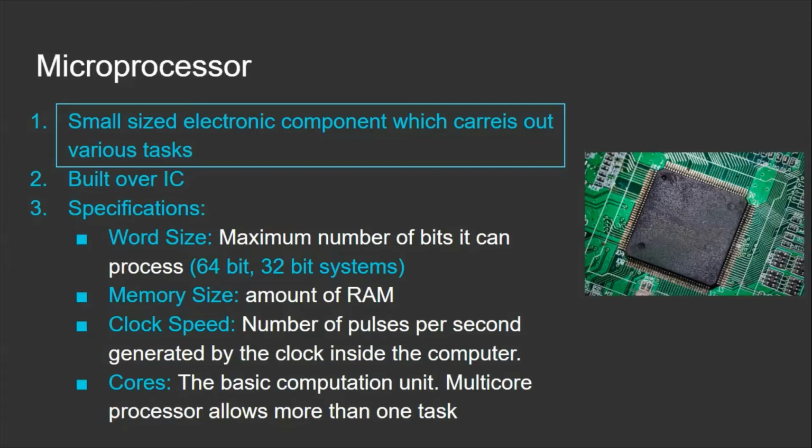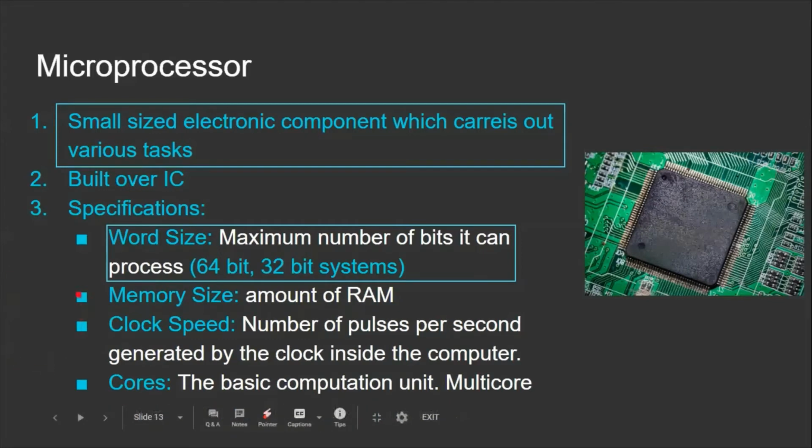Now, when we talk about specifications of a microprocessor, there's something we have to look at. The first thing is word size. Word size is the maximum number of bits that a microprocessor can process. So you have 64-bit, 32-bit systems, like your computer. For example, Windows has 32-bit and 64-bit systems, and based on that, you download apps and all that stuff. You have to be careful while looking at this because sometimes it can mess up your system.